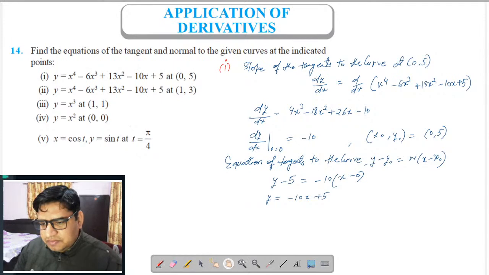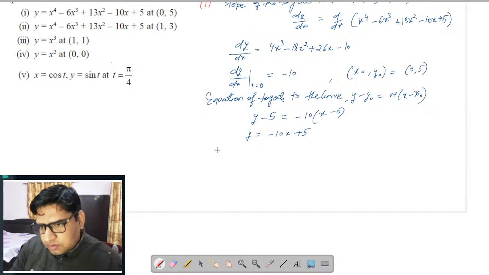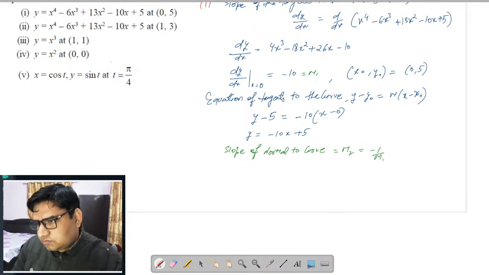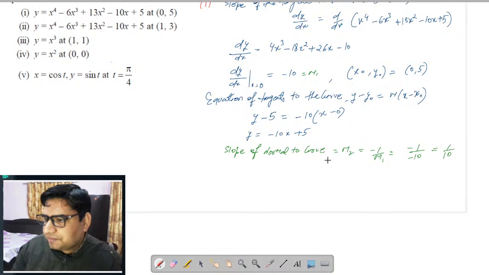Now we'll find the slope of the normal to the curve. We'll simply write down the slope of the normal to the curve. If the tangent slope is m1, then m2 is equal to minus 1 upon m1, and that should be minus 1 upon minus 10, so that should be 1 upon 10 only.